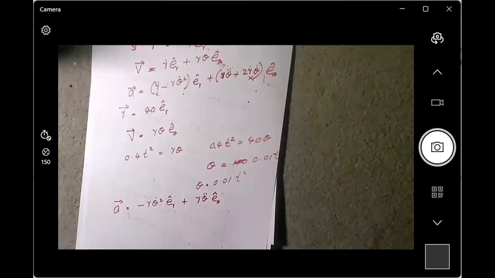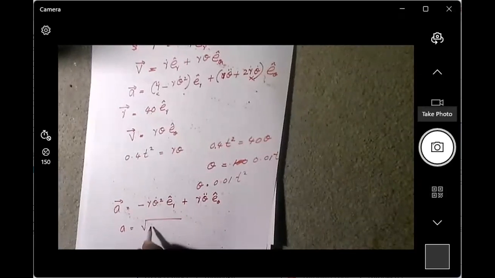The question says find the magnitude. So get the square root of r theta dot squared, the first term, plus r theta double dot squared.